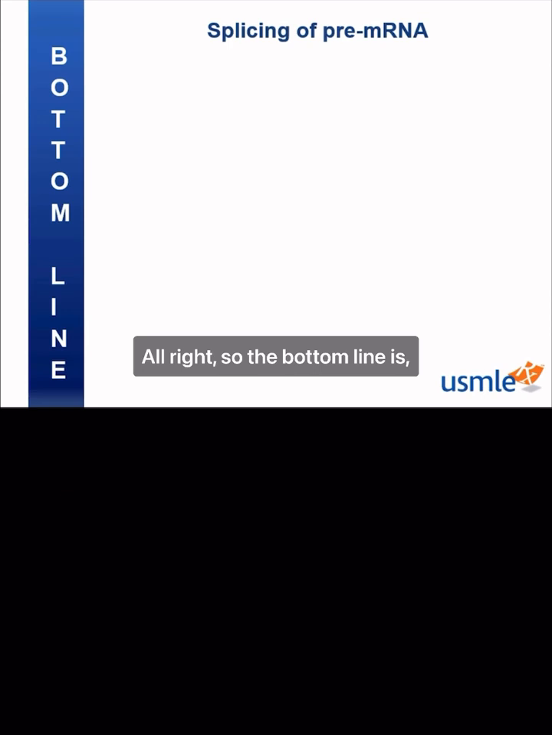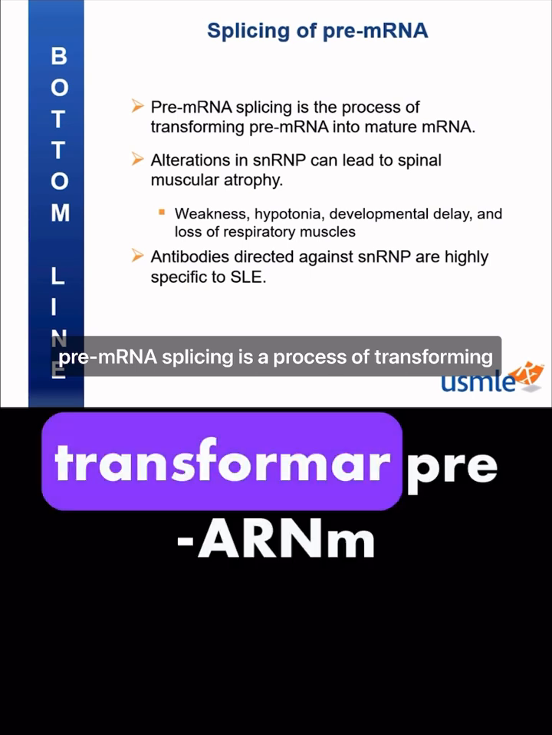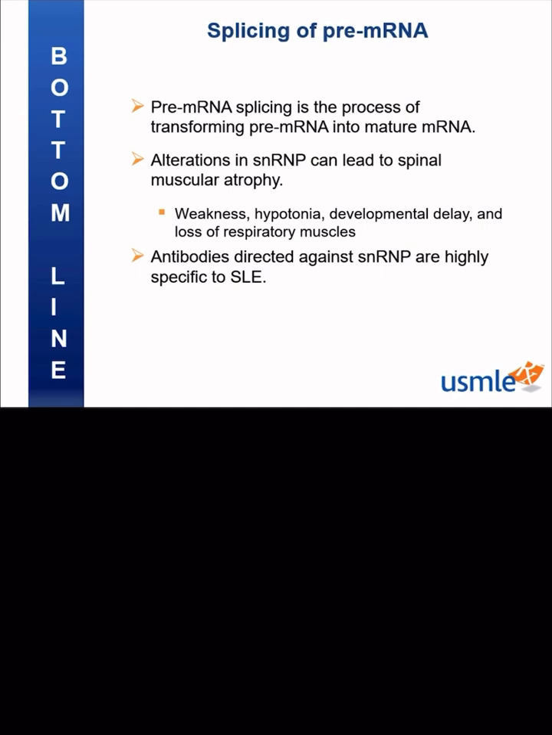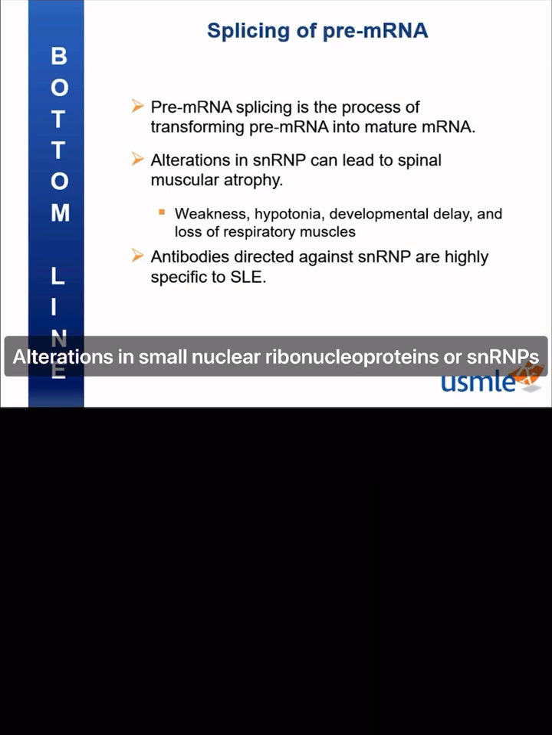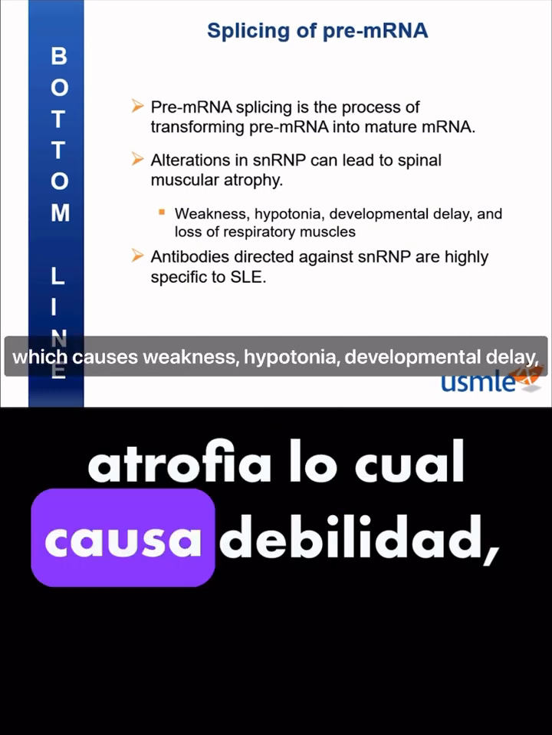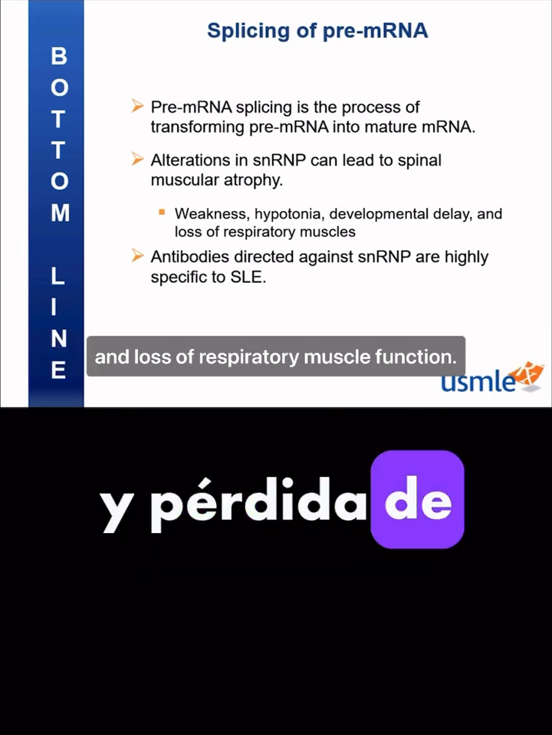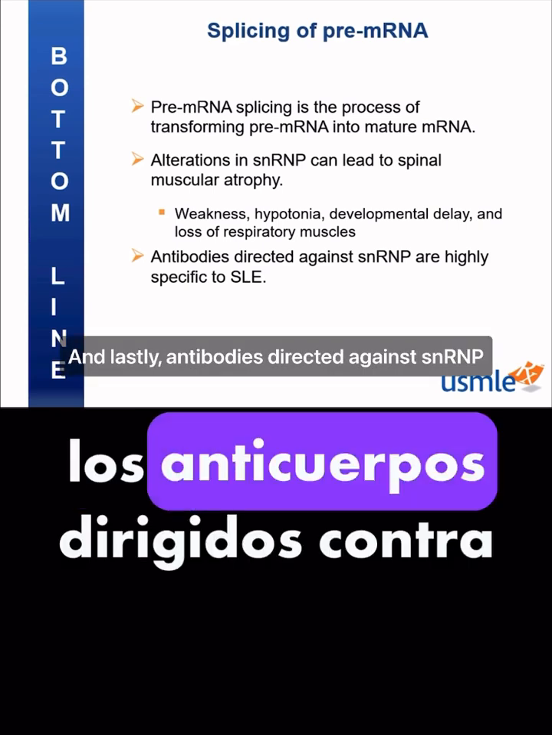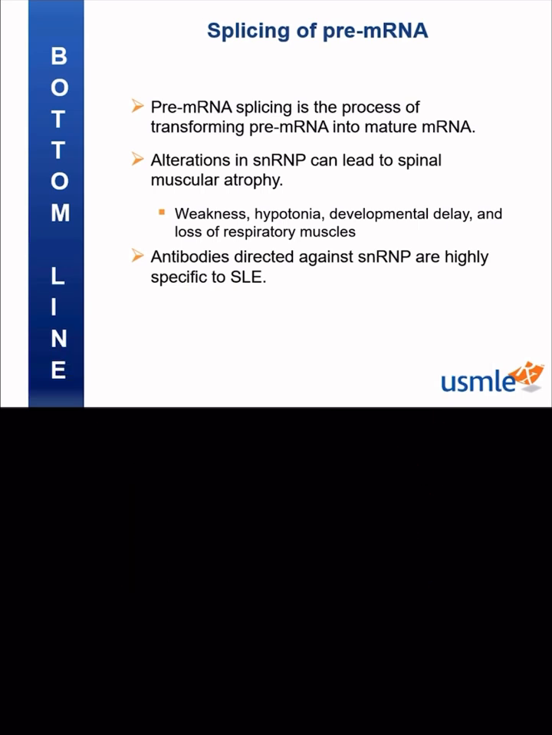Alright, so the bottom line is, pre-mRNA splicing is a process of transforming pre-mRNA into mature mRNA. Alterations in small nuclear ribonucleoproteins, or snRNPs, can lead to spinal muscular atrophy, which causes weakness, hypotonia, developmental delay, and loss of respiratory muscle function. And lastly, antibodies directed against snRNP are specific to SLE.